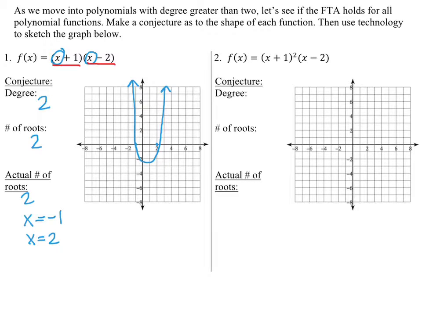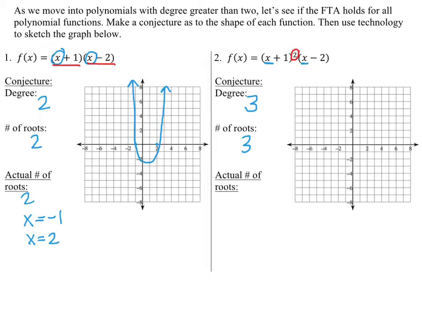Number 2 is very similar to number 1, except for there is this exponent of 2. That means that the x that I have in the x plus 1 is really 2 different x's that are multiplied together, and the x on the x minus 2 is just 1x. So my degree, I would say, is 3, which means that I think I should have 3 roots.